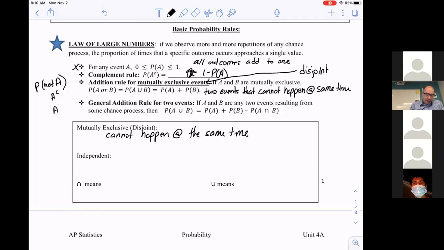Okay, independent is when knowing the outcome of one event does not change the likelihood. Likelihood. I struggle with this word.